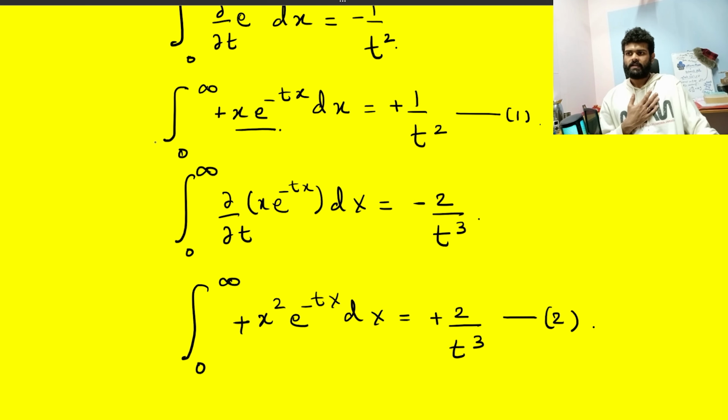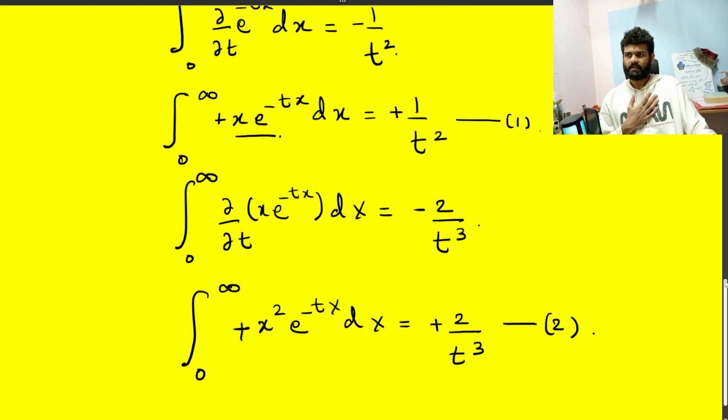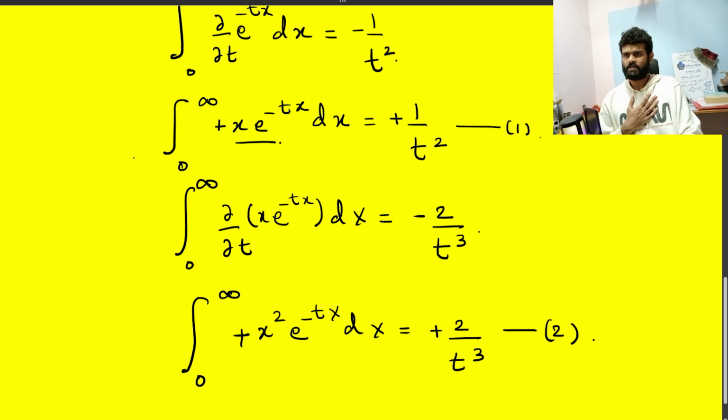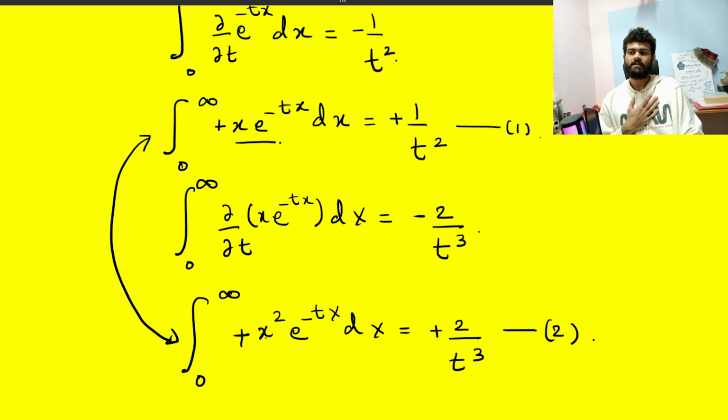So if you compare the first and the second equation, what's the difference? The difference is that you have an x here, this here is x squared, and in your right hand side, this is 1 by t squared, this is 2 divided by t cubed.